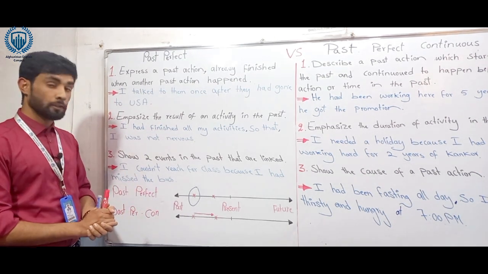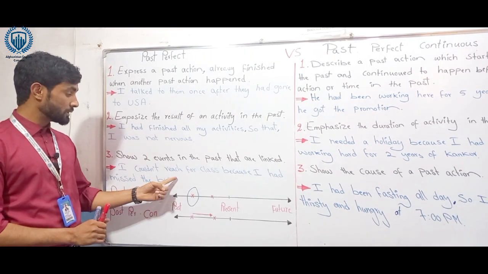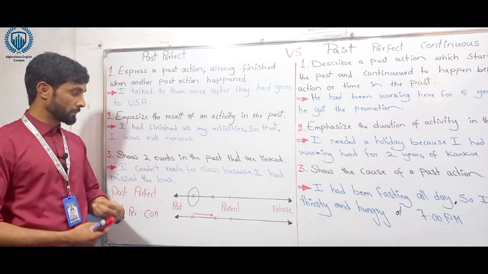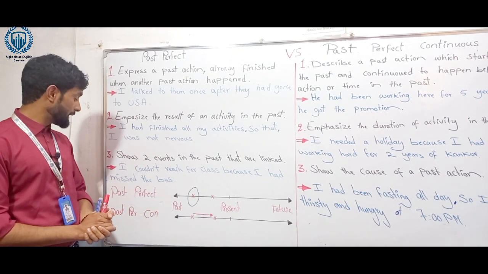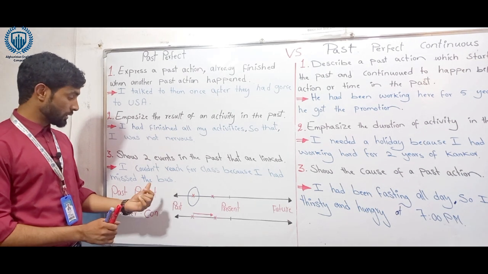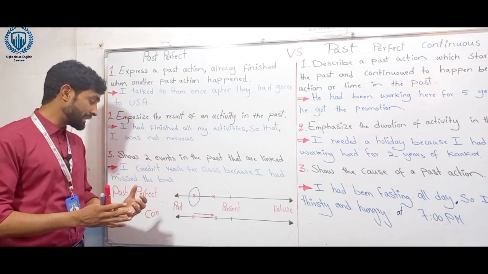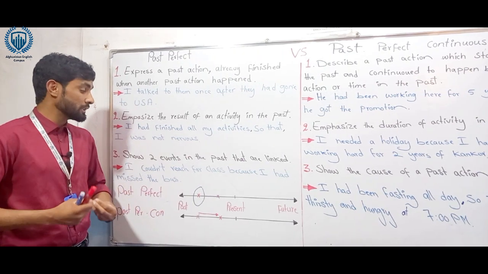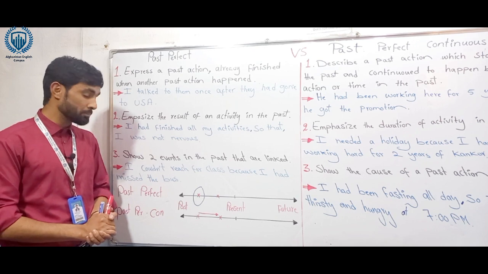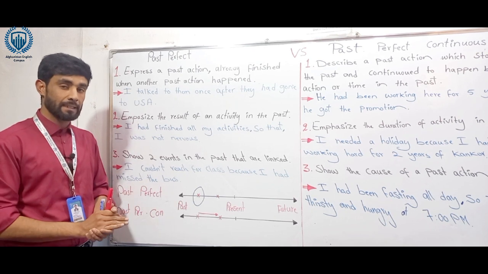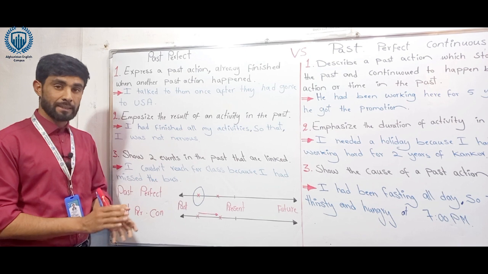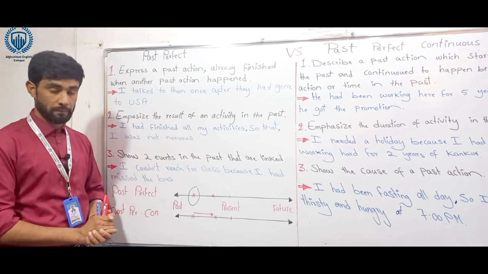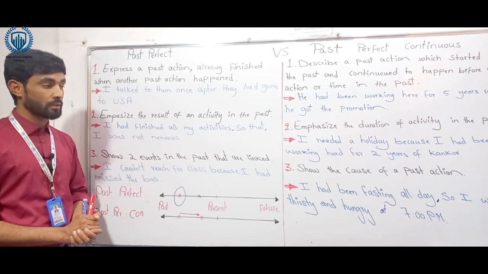Come to the example of past perfect. I couldn't reach class. What was the reason? What was linked here? Because I had missed the bus. It has a connection to reaching my class. So I couldn't reach class because I had missed the bus. They're linked. If I hadn't missed the bus, then I could have reached class. They're linked.